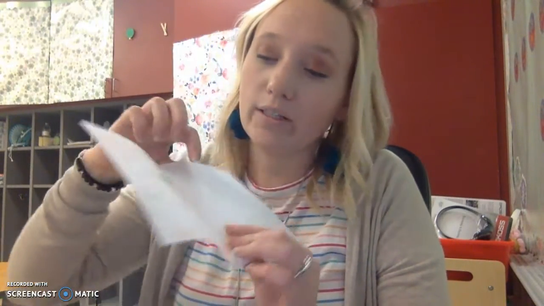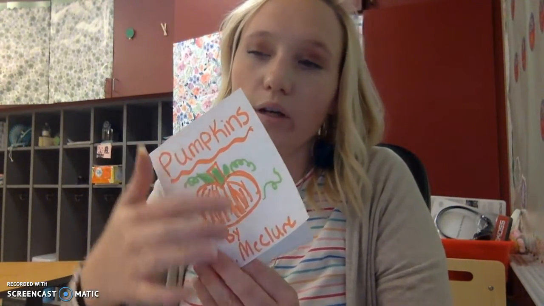Now we have to do the title page. So on our title page, remember in the title page it has the name of the title and also the author, illustrator, and a little bit more of an illustration of what's going on in the book. So I'm going to go ahead and write the title of my book, which is Pumpkins. And I'm going to draw another pumpkin to show that this is what my book is about. And this is our title page.